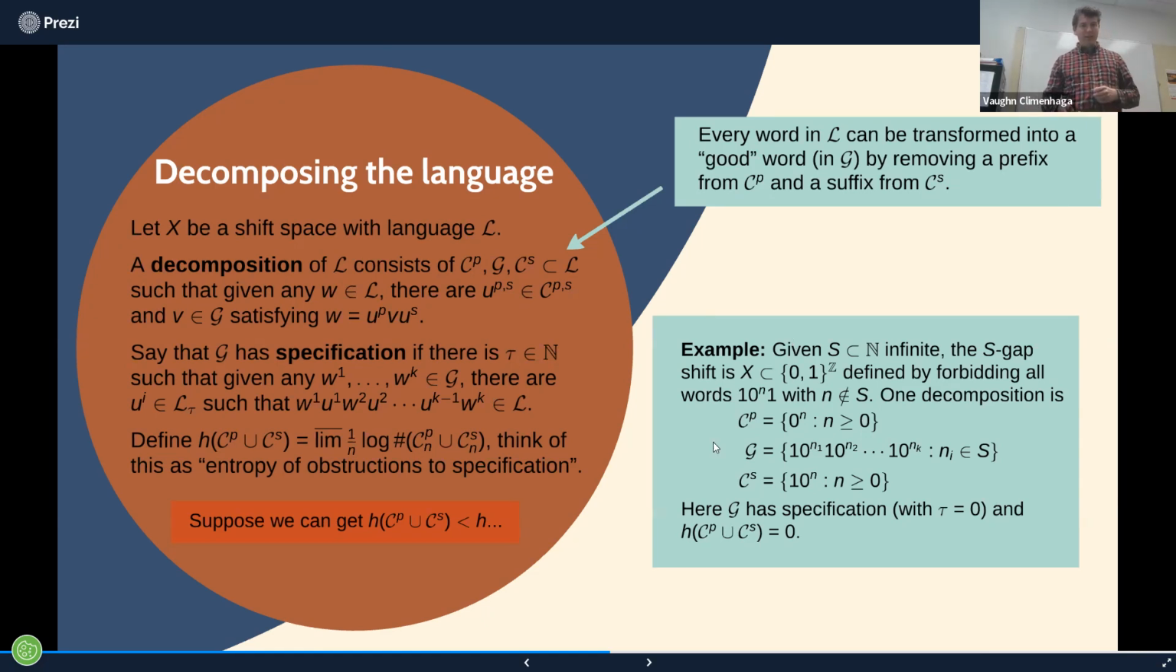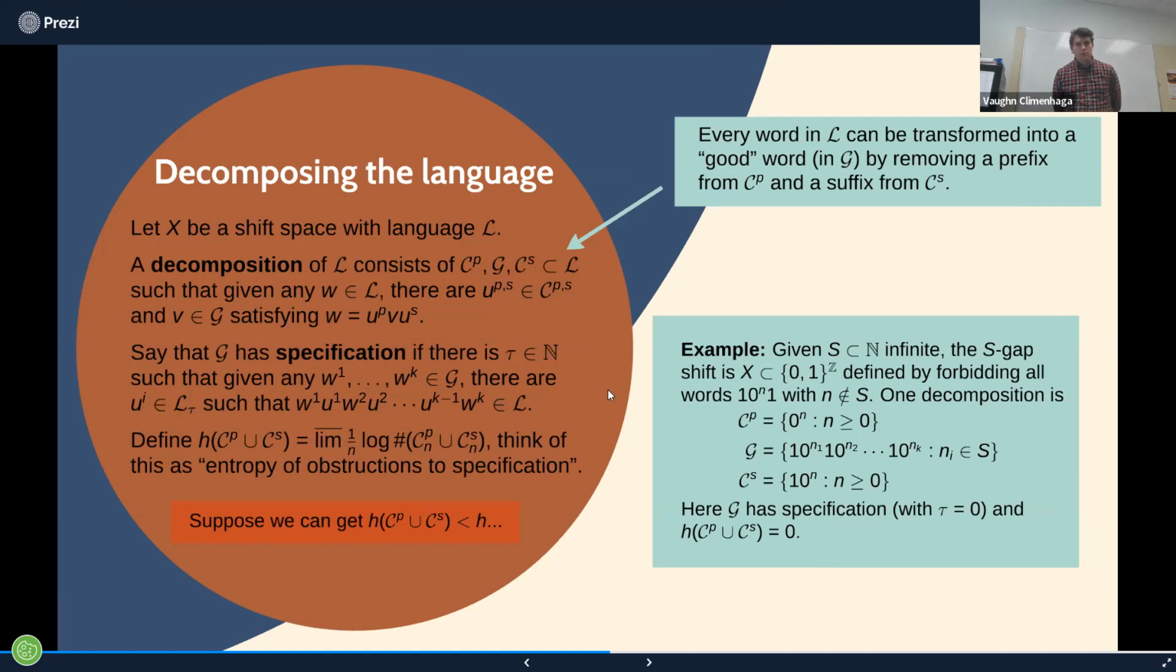We say that the collection of good words has specification if, well, it's the same property as before, except you have to be able to glue together good words. So there needs to be some tau, and I often would call tau a gluing time or a block size, because you think of it as how long you need in order to glue together different words, or how much of a gap you need to leave between different words when you glue them together. And you need this tau to have the property that if you give me any collection of good words, I can find connecting words of length exactly tau, such that the whole thing put together is legal, is in my language.